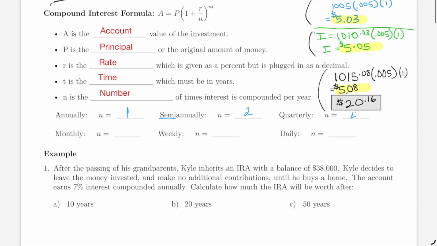Quarterly, we've already talked about. Quarter means 4. So a lot of banks actually compound quarterly. A lot of banks will also compound monthly. So just be aware of that. 12 months in a year, 52 weeks in a year. And then daily, we're going to use 365. Occasionally, you actually might see some banks use 360. It's not necessarily wrong. We're just not going to do that, and we're not going to get into that. That's something just called the banker's rule.